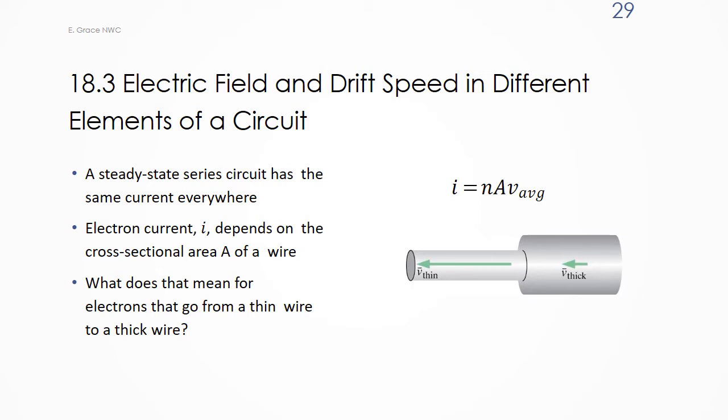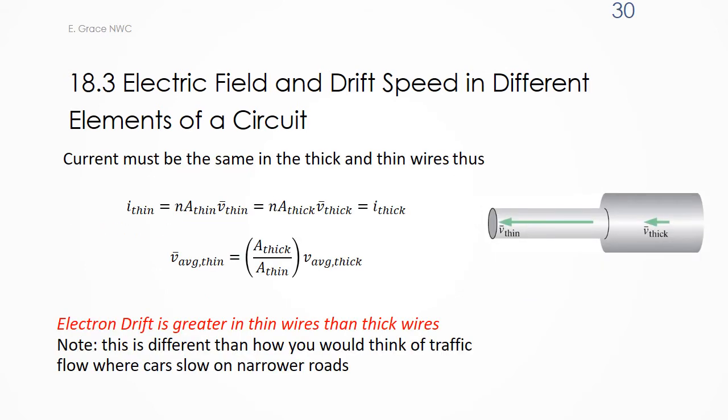So what does it mean for electrons to go from a thin wire into a thick wire? Again, this is something we've already dipped our toes into, but if current must be the same in thin and thick wires, thus I thin is equal to N A thin v bar thin, which is equal to N A thick v bar thick, which is equal to I thick. So the average drift speed in the thin wire must be equal to the ratio of the area of the thick wire over the area of the thin wire times v average thick. So electron drift is bigger in thin wires than in thick wires.